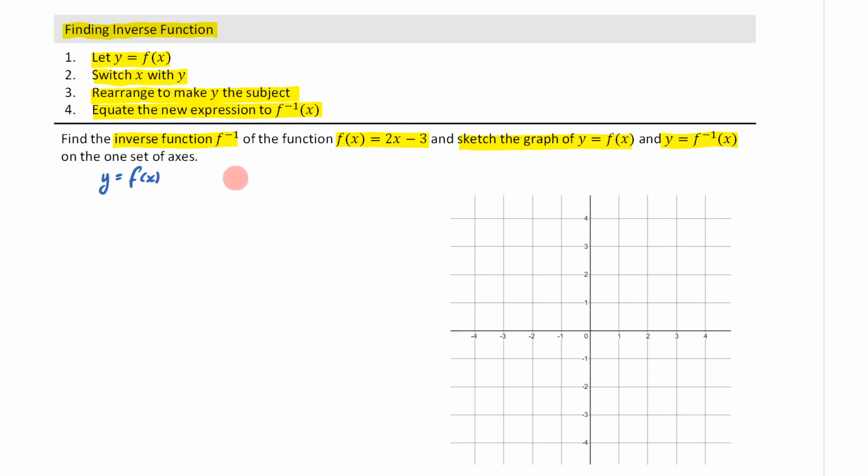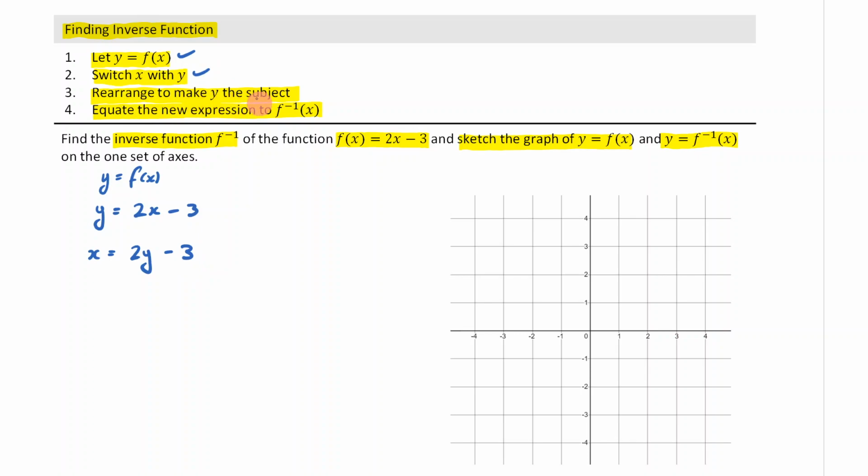So what that means is that this f of x now, I can say that this is y. So I can rewrite this as y is equal to 2x minus 3. That's my first step done. I then want to switch my x's and y's. So I'm going to put my x here and my y over there. So I swap the position of my x's and y's.